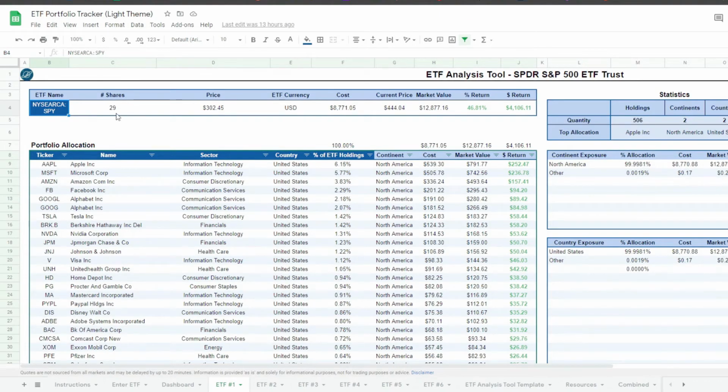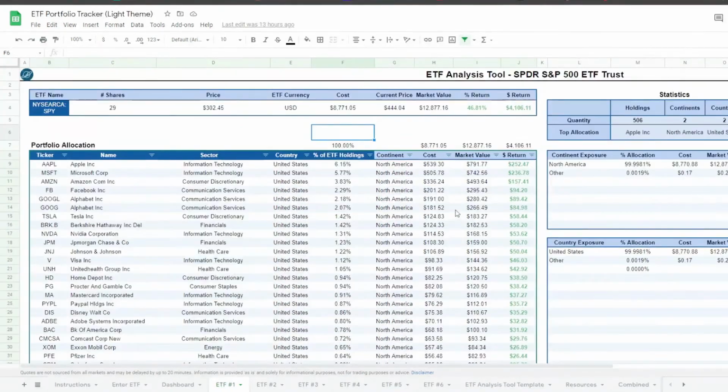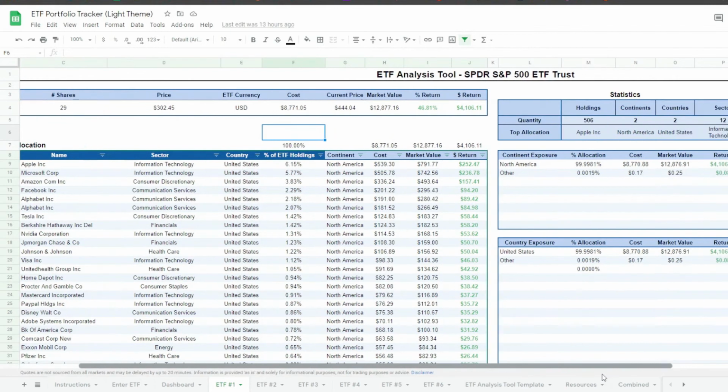Let's assume we've bought 29 shares of the SPY ETF at an average price of $302.45. In this tracker, we can see how our investment of almost $9,000 is spread amongst the shares tracked in the ETF. ETFs disclose a percentage of the holding it follows, so in this case, this SPY ETF has 6.15% of our money allocated to Apple, 5.77% to Microsoft, and so on. The formulas in this tracker automatically show us the cost, market value, and return per individual share within the ETF.